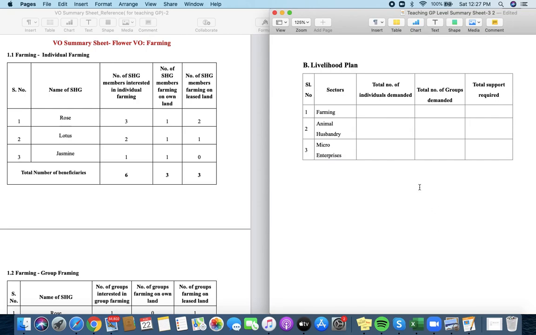The livelihood plan at GP level becomes extremely simple. As you can see, farming, animal husbandry and micro enterprise have been divided here. Total number of individuals who have demanded, total number of groups who have demanded, and the total support that is required. So for individual farming, interested in individual farming will be 6.